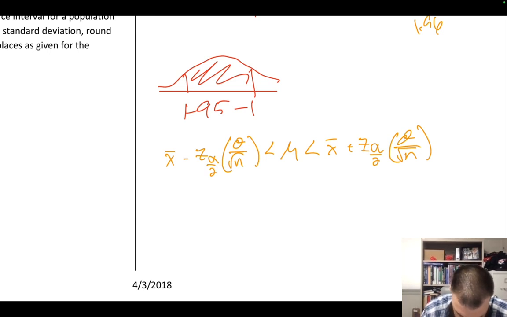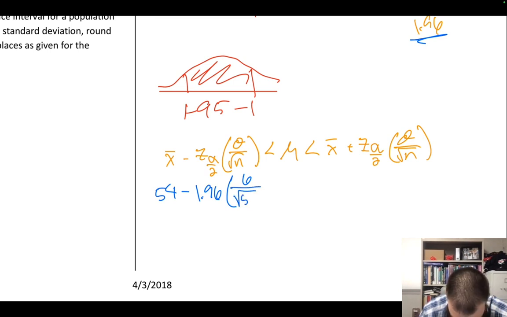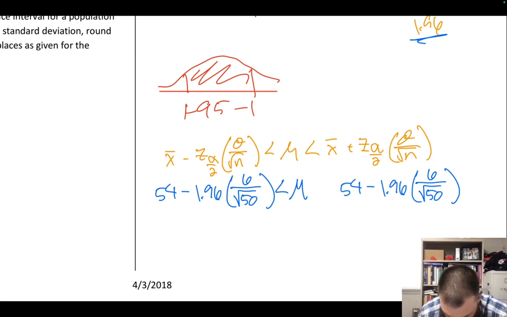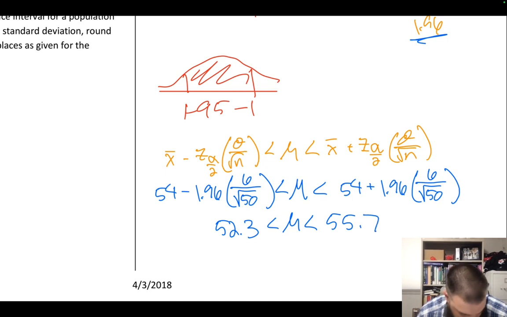Our sample mean was 54, minus our 1.96, the z that we got, times our standard deviation of 6 over the square root of 50. And then, nice thing if you're doing this on your iPad, you move that over, and just make sure you put plus on there. Simplify that out, and we get 52.3 to 55.7.